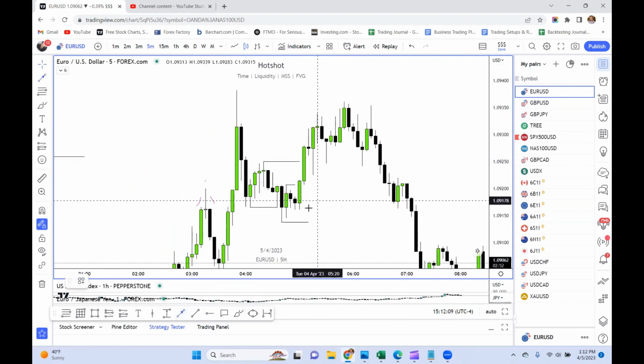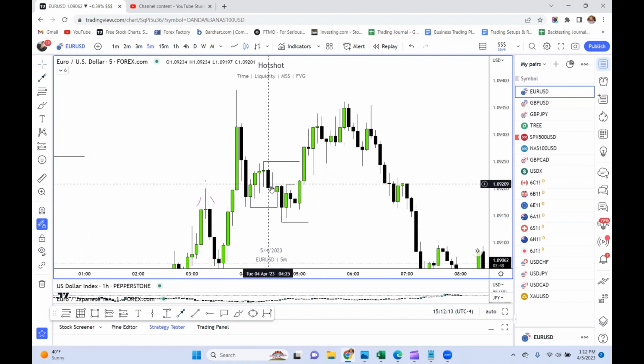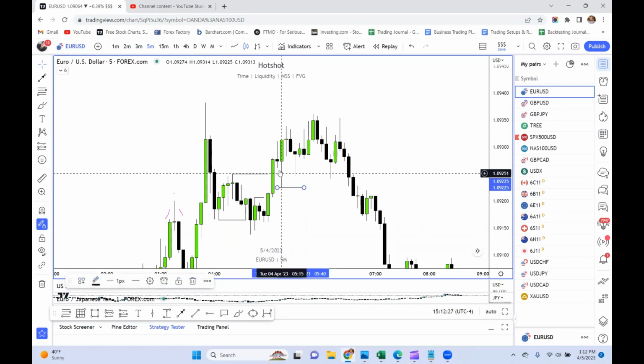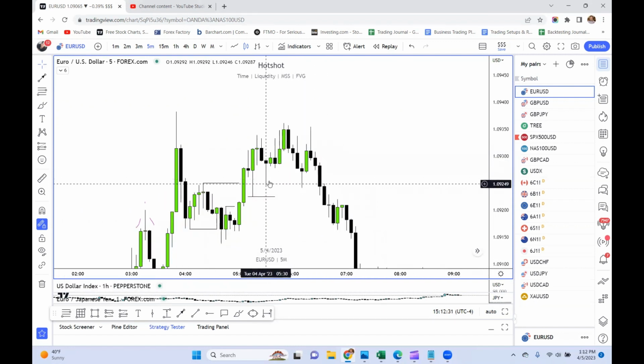So we want to look for that displacement, right? Because there was no displacement right here. That's why there were no fair value gaps here. That's why there were no entries here. Now, it continues going up, and as you see, it created another swing point right here. If we just drag this one up, another swing point right here. And then price comes down, creates another swing point right here.